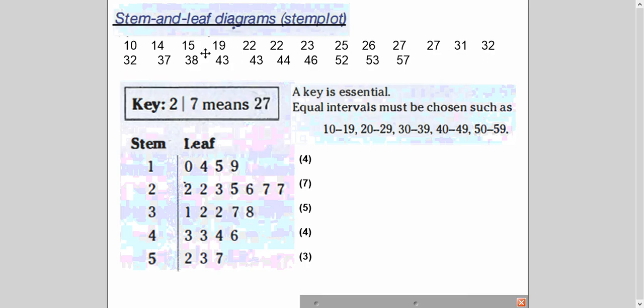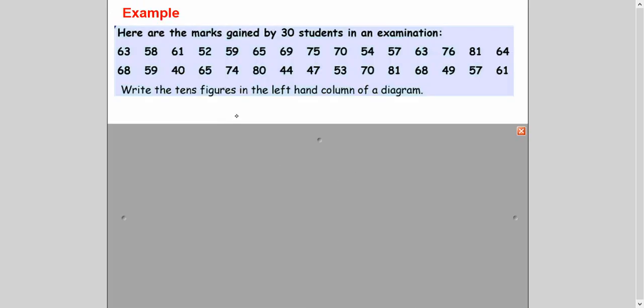In the exam, at times raw data is given to you and you have to make this stem and leaf diagram. And at times this stem and leaf diagram is given to you and you have to find the median, quartiles, and interquartile range. We will see all of these in the example in a little while. So let's see this example.